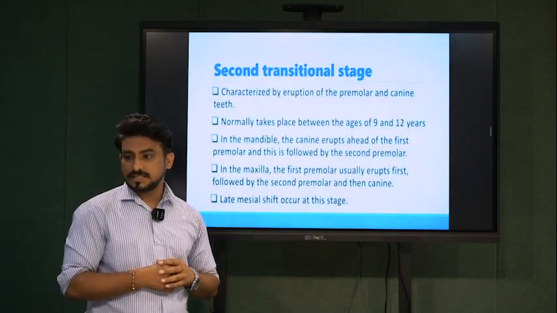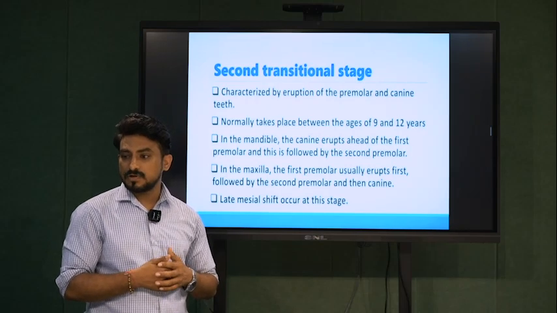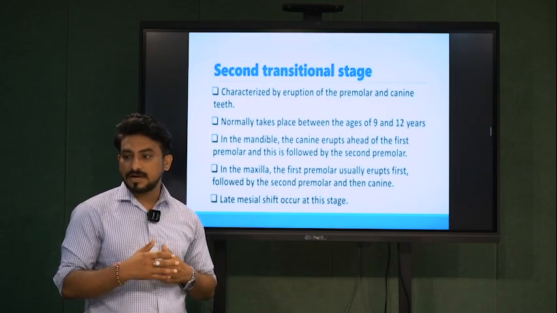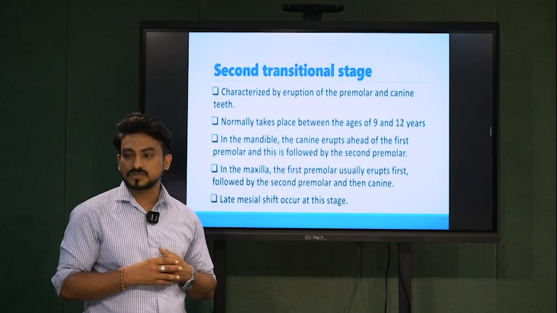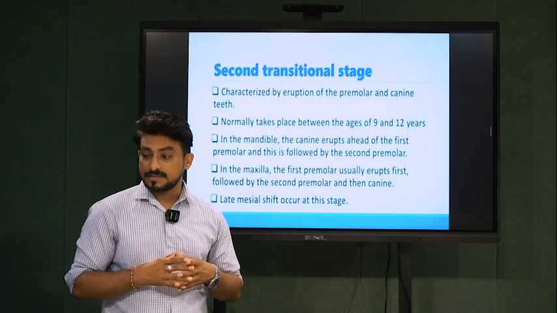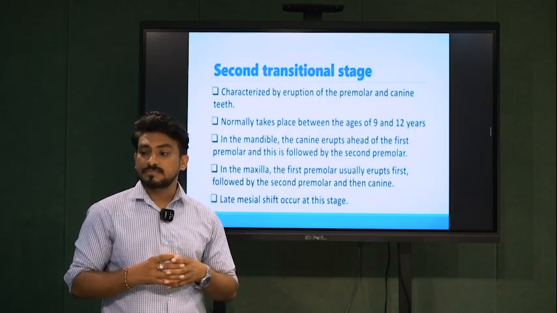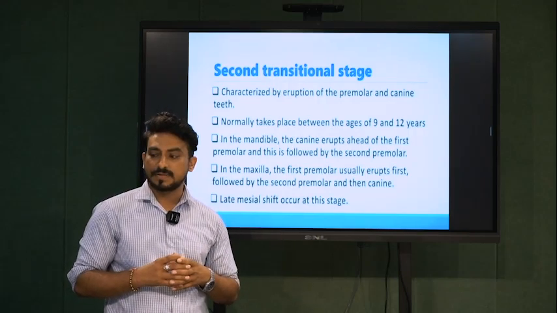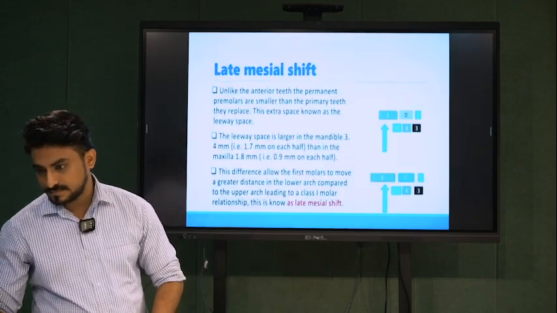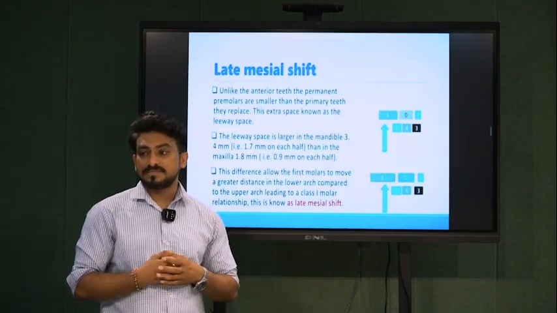The second transitional stage is characterized by the eruption of the premolars and canines, which normally takes place at 9 to 12 years of age. In the mandible, the canine erupts ahead of the first premolar and is followed by the second premolar. In the maxilla, the first premolar usually erupts first, followed by the second premolar and the canine. Late mesial shift occurs at this stage. We will see the late mesial shift.